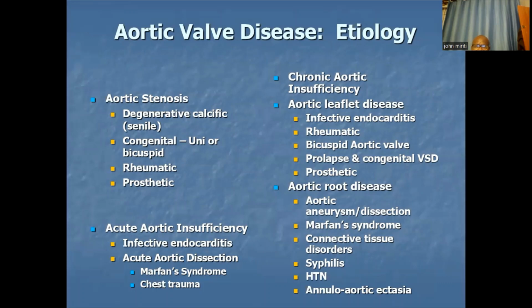So chronic aortic insufficiency is also a problem, and aortic leaflet diseases can be because of infective endocarditis, rheumatic heart disease, bicuspid aortic valve, prolapse, and congenital ventricular septal defect. Prosthetic valves are another cause of aortic leaflet disease. Aortic root diseases are because of aortic aneurysm, dissection, Marfan syndrome, connective tissue disorder, syphilis, hypertension, and also annuloaortic ectasia.